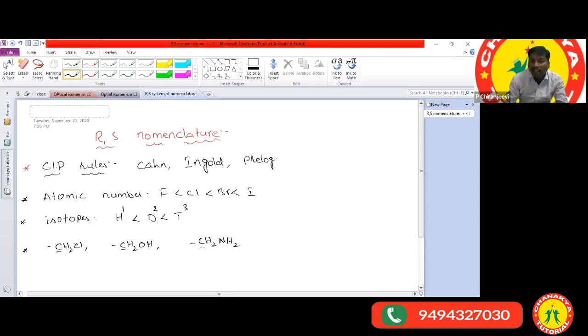Okay, if the starting element is the same, then we have to go for the next atom. If the next atom is hydrogen, it is there. In this one also hydrogen, in this one also hydrogen. If the second atom is also the same, then we have to go for the third atom. If you see the third atom, we have chlorine, oxygen and nitrogen.